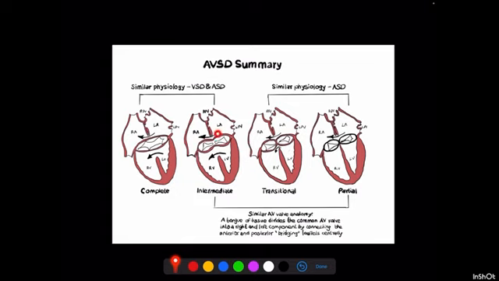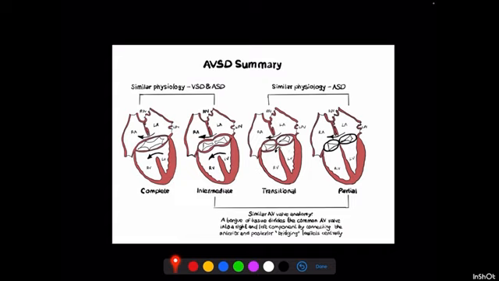Here also you have only a single annulus. However, you can see that there is bridging between the anterior and the posterior leaflet. So you will have two orifices. Here also you have an ASD and a VSD. This is the partial AVSD and this is the transitional AVSD.